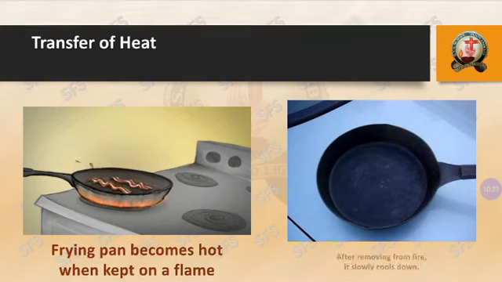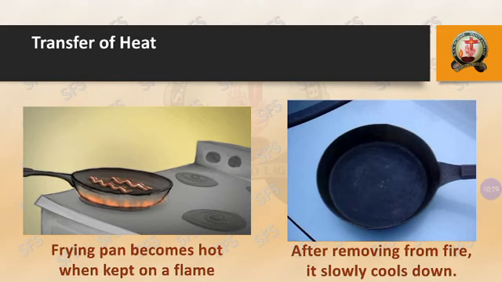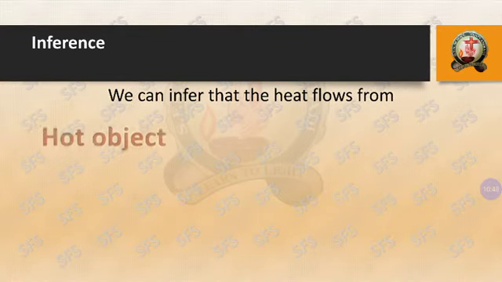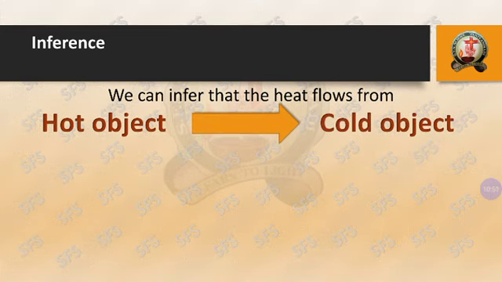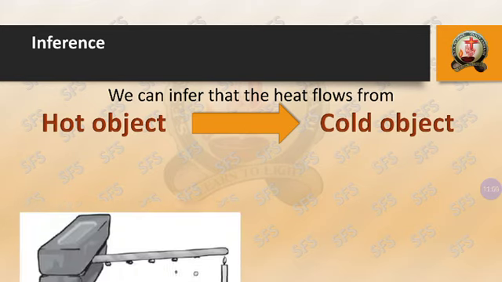In the second case also, what is happening? The frying pan is now too hot because I have just taken it from the stove. So when I place it outside, the hot frying pan is trying to transfer heat to the cold surrounding, right? So in any case, the transfer of heat always takes place in this manner only. The heat flows from hot object to cold object. Okay, please keep that in mind.